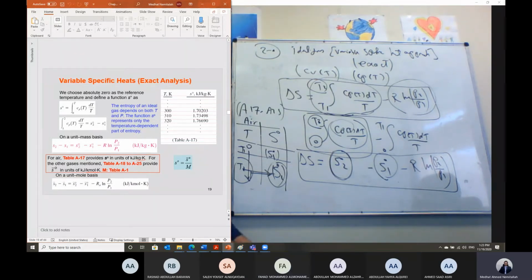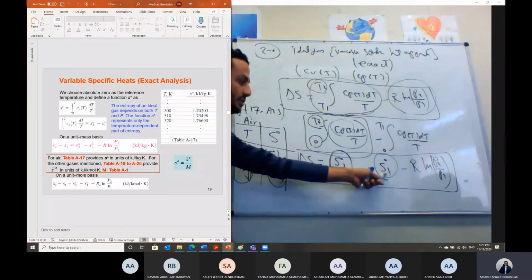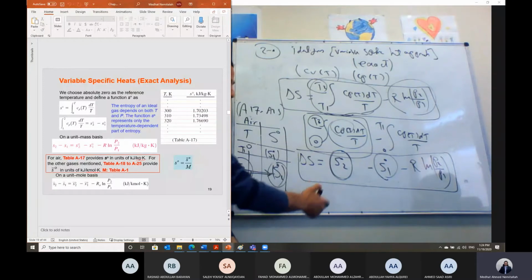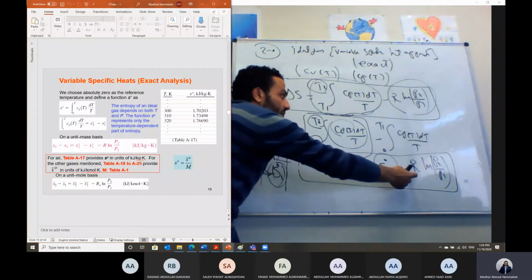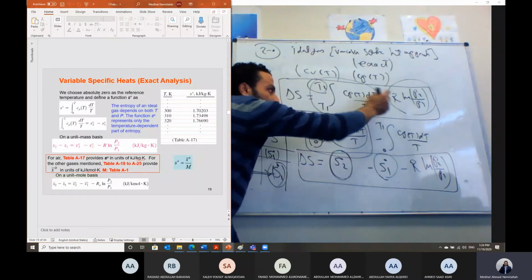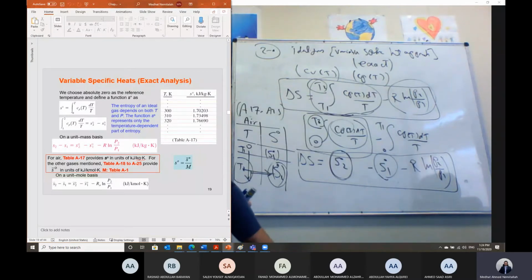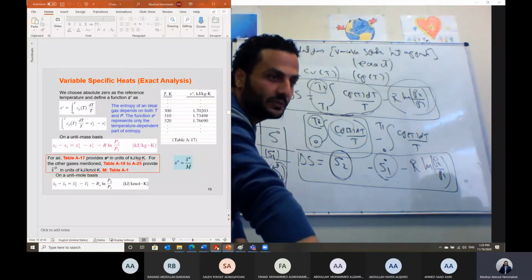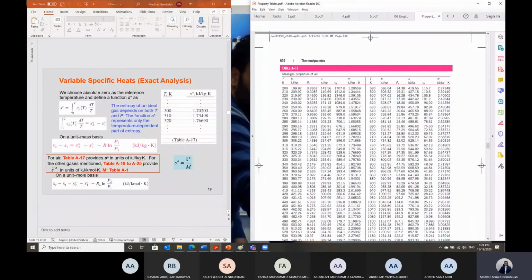Yes. So when you go to the table at the temperature, you will get S0, which is the reference entropy. State 2, and that is state 1. But for delta S, you don't have to forget this term. There is another term: minus R ln P2 over P1. But Shabab, look at this table A17 for air.